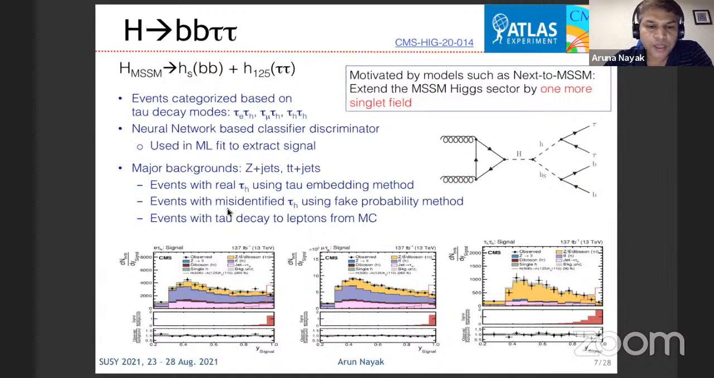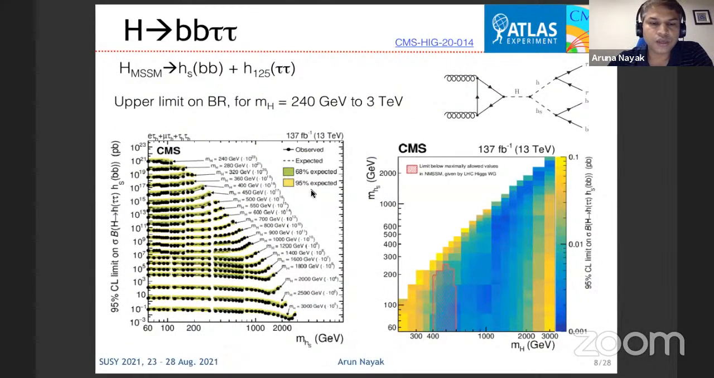So you can see, for example, the output distribution of the neural network in signal categories in all 3 final states. You can see the backgrounds and the data, and the signal is close to 1 in all these cases, as expected. And here we don't see any excess in events, so we set upper limits on the cross section times branching fractions.